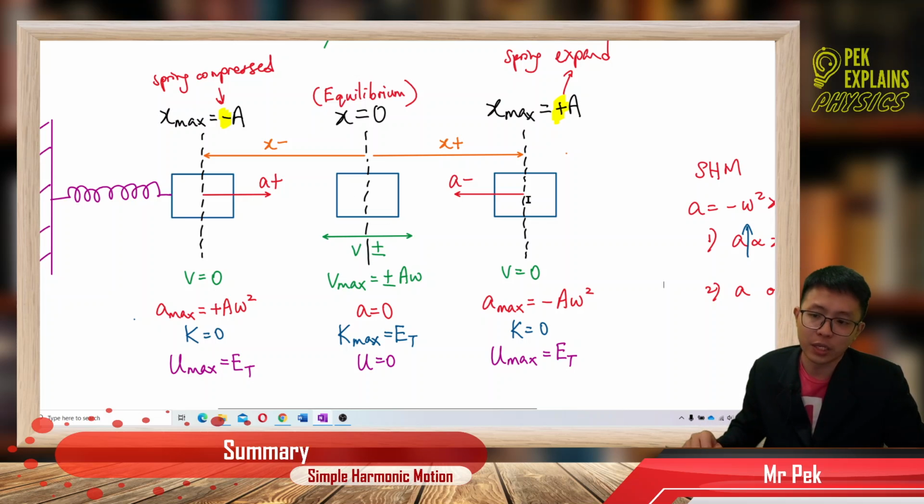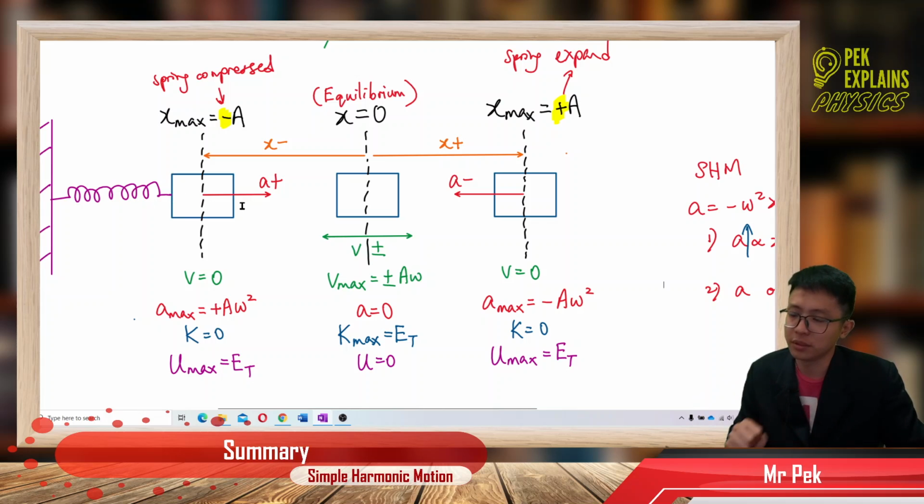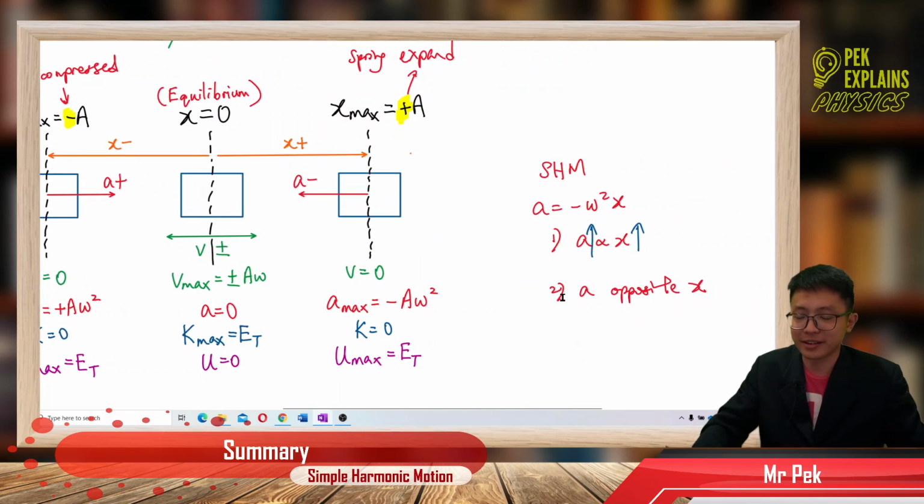When you extend, you want to pull. When you extend, that means when the displacement is positive, you extend the spring. Acceleration is negative, which means the spring wants to pull back. When you compress a spring, it means displacement is negative. The spring wants to push back out. So acceleration is positive, to the right. Okay, that's why acceleration is always opposite to x.